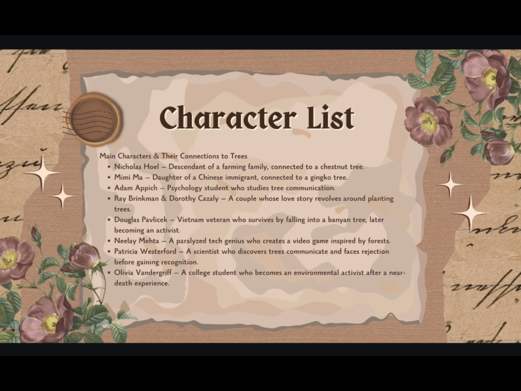Ray and Dorothy, a married couple who express their love by planting trees together. Douglas Pavlicek, a war veteran whose life is saved by a banyan tree, inspiring him to replant the forest. Neelay Mehta, a tech genius who builds a virtual world inspired by the intelligence of trees. Patricia Westerford, a scientist who discovers that trees communicate, though her ideas are entirely rejected. Olivia Vandergriff, a college student who becomes an environmental activist after a near-death experience.